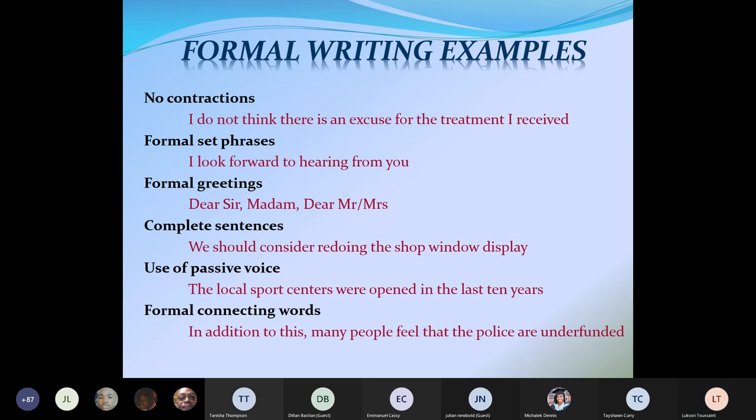So, I do not think there is an excuse for the treatment I received. That is correct, as opposed to what? I don't think there is an excuse for the treatment I received. So you don't want to have contractions. And then formal set phrases, almost cliches, like I look forward to hearing from you. You would get that at the end.